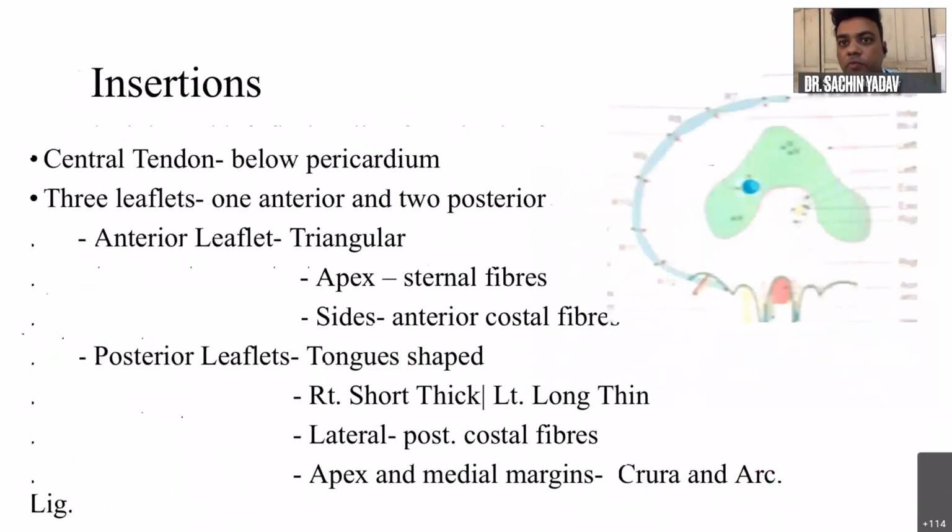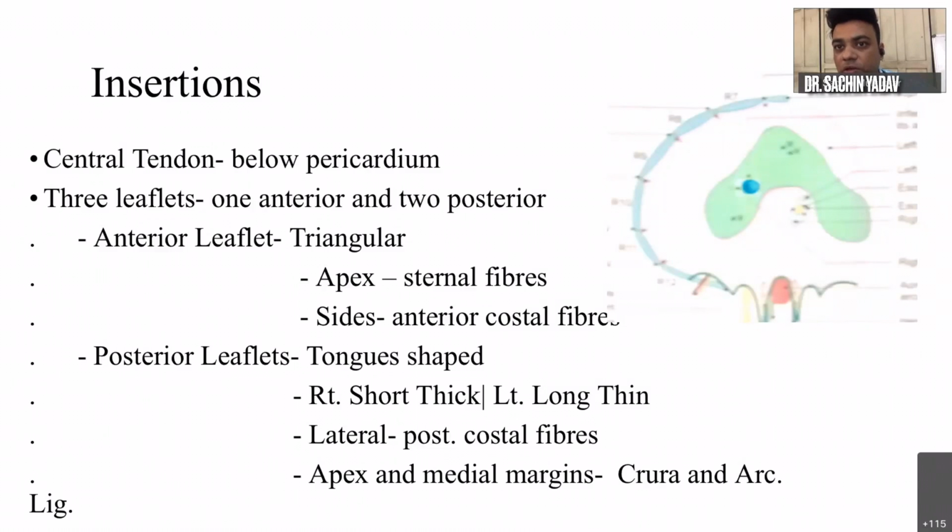The central tendon is present below the pericardium, at the base of the pericardium. It has the shape of a leaflet, three leaflets. One projection is anterior, and there are two projections posterolaterally. The anterior leaflet is triangular in shape, and its apex is toward the sternal fibers. The apex receives the insertion of the sternal fibers, and from the sides it gets fibers from the anterior costal fibers.